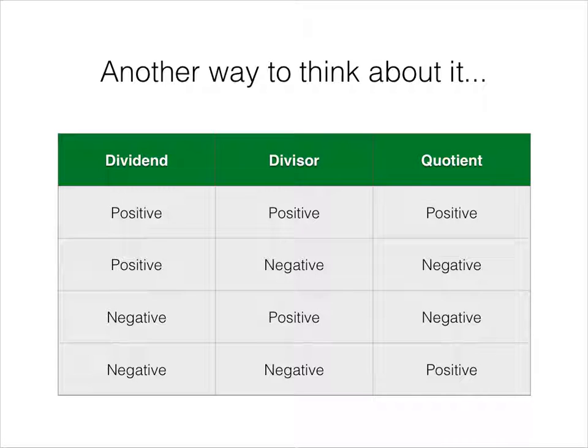Another way to organize your thoughts on this is the same chart we had before, just different column headings. The number we start with is our dividend, then we have our divisor, and the quotient is the answer to our division problem. If both numbers before the equal sign are the same, so either they're both positive or they're both negative, our answer is always going to be positive. If the numbers before the answer are different, so positive and negative or negative and positive, then our division problem answers are going to be negative.